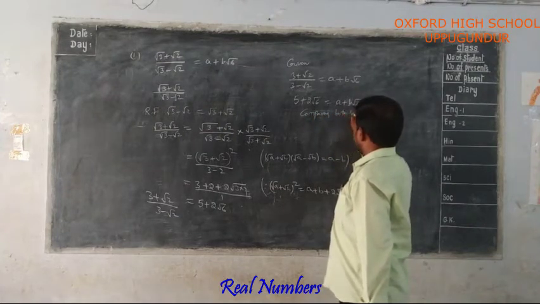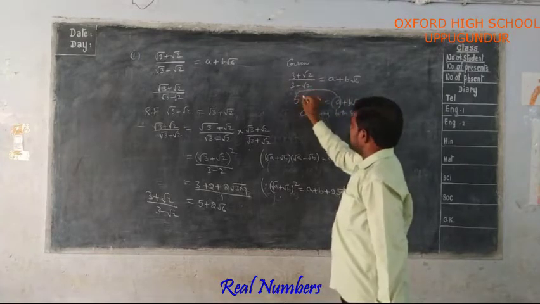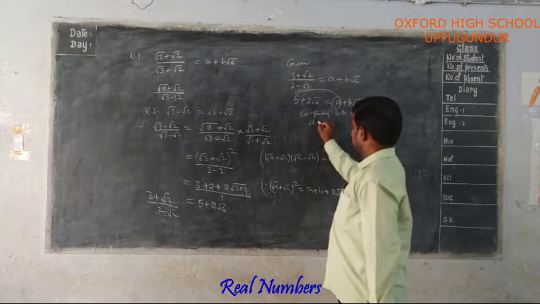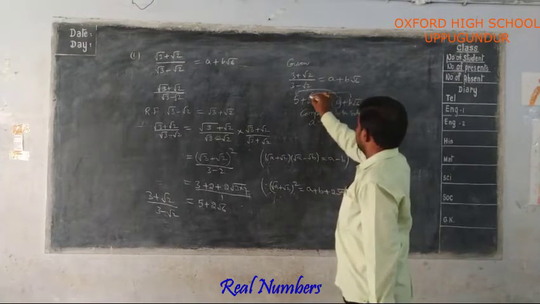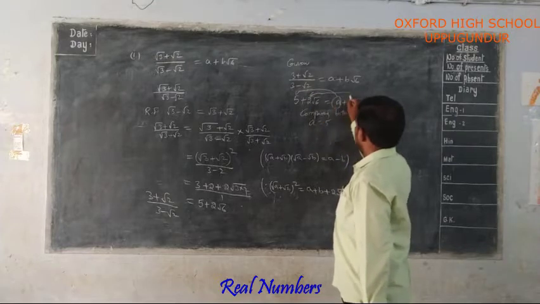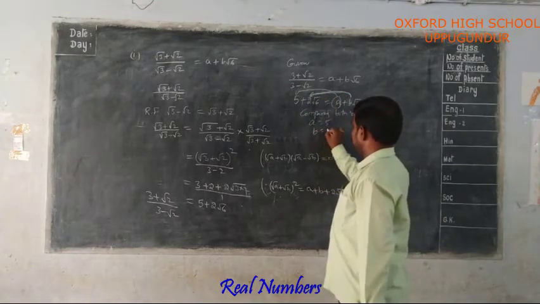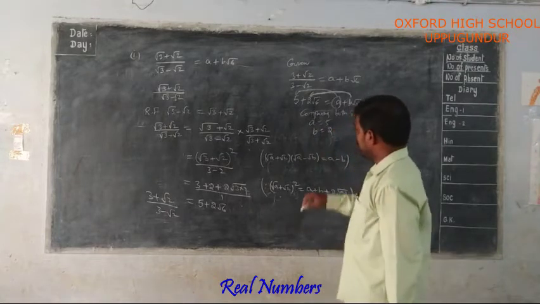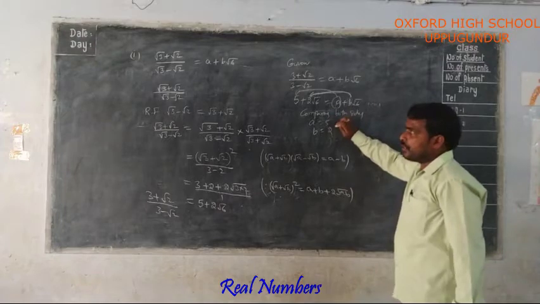Comparing both sides, what is the rational number here? Here, what is the rational number? 5. So a equal to 5. Next, b. In place of b, what is there here? Here root 6 is common, and in place of b, 2 is there. So b equal to 2. In this way, you can find the values of a and b, where a and b are rational numbers.